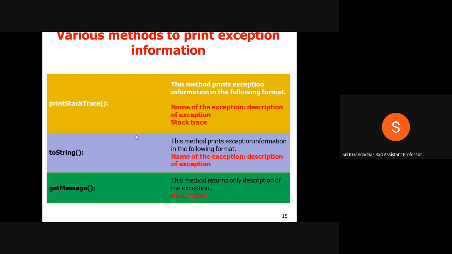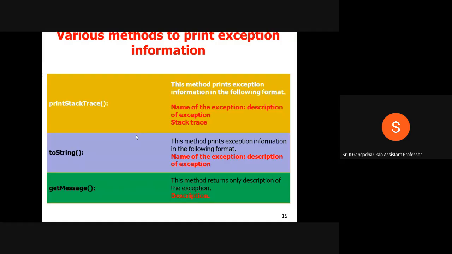And now, the various methods to print the exception information. Abnormal termination may happen sometimes. In that case, what kind of exception has actually been raised? If you want to know because of what the exception was raised, you can always use these methods.